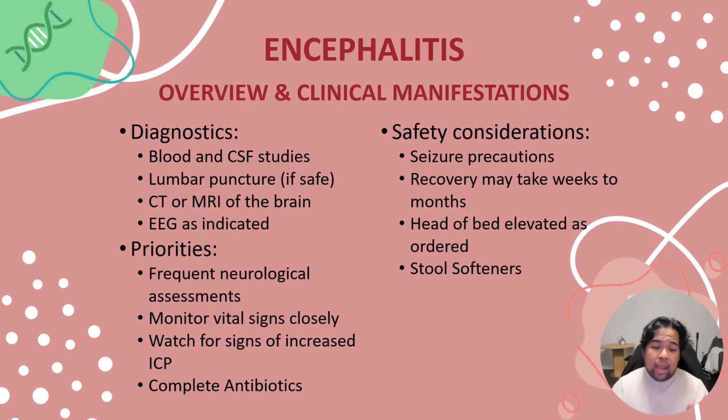So again, with the diagnostics part, we're going to do CSF studies. They'll do the lumbar puncture again if it's safe. They'll do a CT or MRI of the brain and an EEG if it's indicated. Priorities: your neuro assessment is so important, so it's important for you to get that down, okay? We're monitoring the vitals on a regular basis. We're going to look for those signs. We're going to complete antibiotics again. And with the safety considerations, it's very similar, it overlaps, okay? We're looking out for seizures.